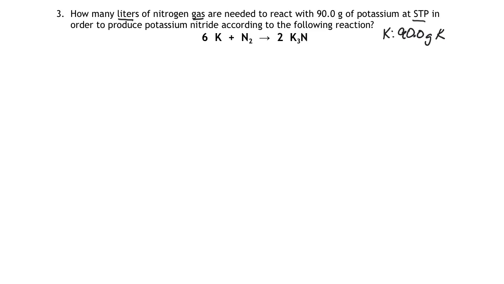I've got 90.0 grams of potassium. My unknown is going to be how many liters of nitrogen gas, and I look at my chemical equation, and it's N2. Now, start with my known. I'm going to start way over here at the side because this is probably going to be long. Always start over on the side as far as you can, and then you won't run out of room generally.